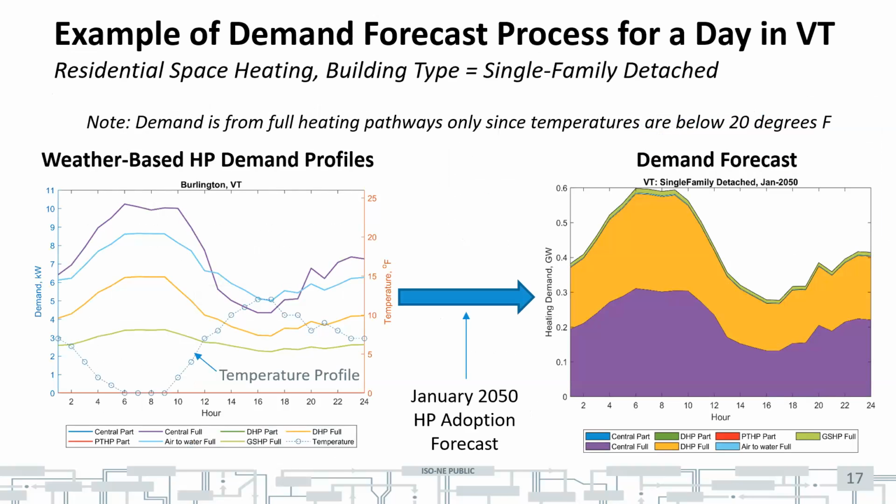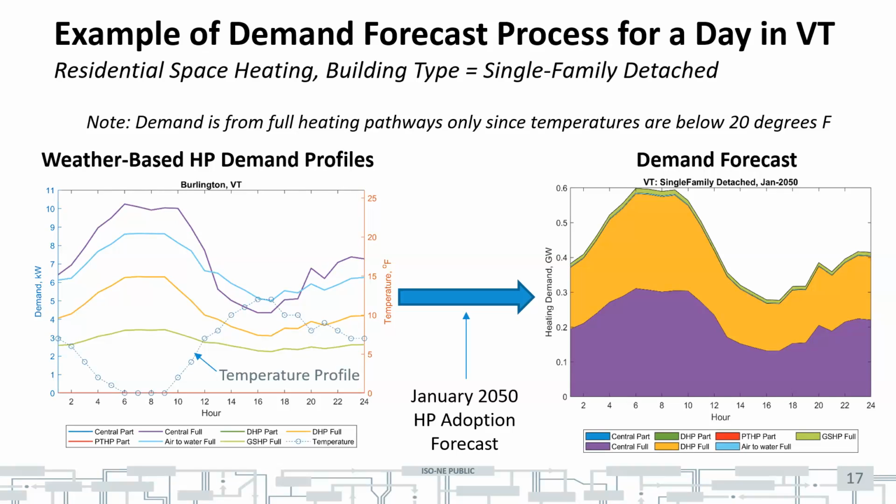In terms of hourly demand, this is where things get really interesting. This is just a very small piece of our forecast looking out at 2050. This is residential space heating for single family detached homes. The left-hand plot shows the hourly demand profile for each pathway on a particular day. This was a rather cold day in Vermont. You see the various traces of hourly demand in the solid lines, and then the dashed lines with the blue circles show the temperature profile.